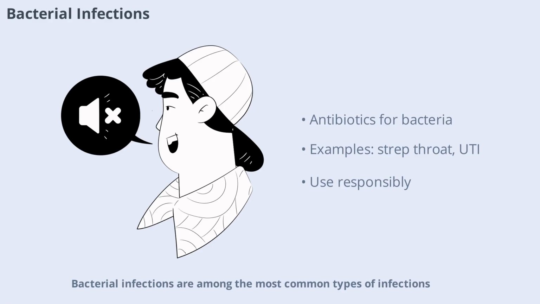Bacterial infections are among the most common types of infections. They can affect any part of the body from the skin to internal organs. Common examples include strep throat, urinary tract infections, and pneumonia. These infections are typically treated with antibiotics, which target and kill bacteria. However, it's important to use antibiotics responsibly to prevent resistance. Your healthcare provider will determine the best antibiotic based on the type and severity of the infection.